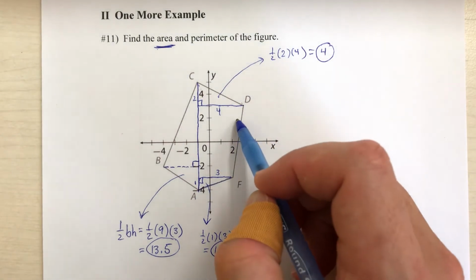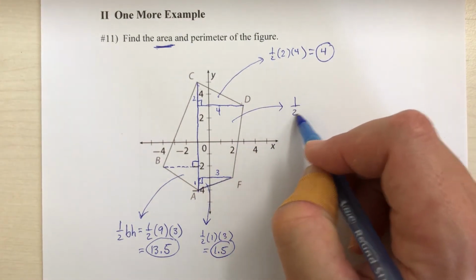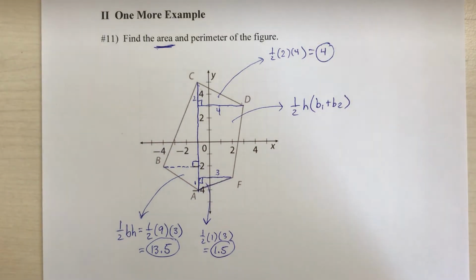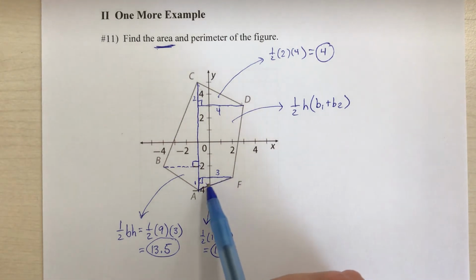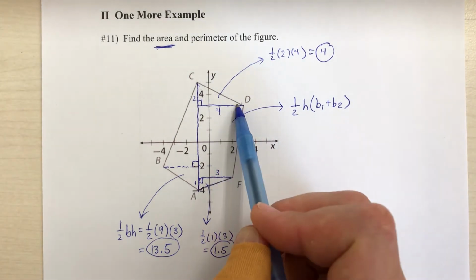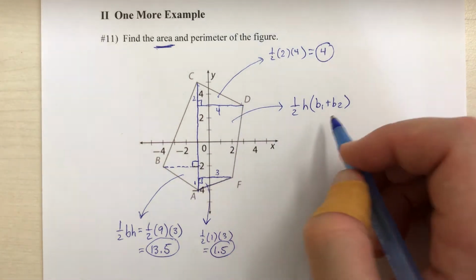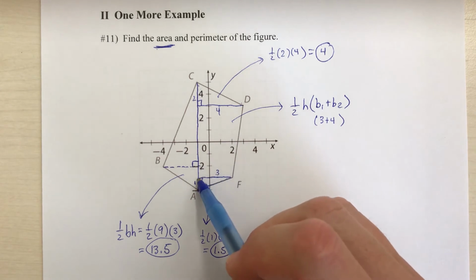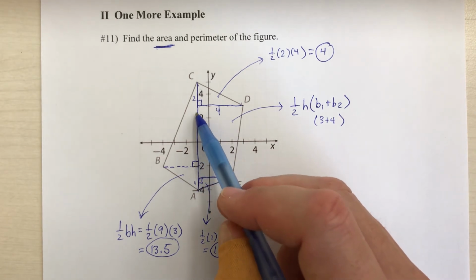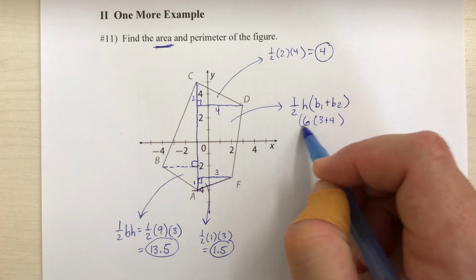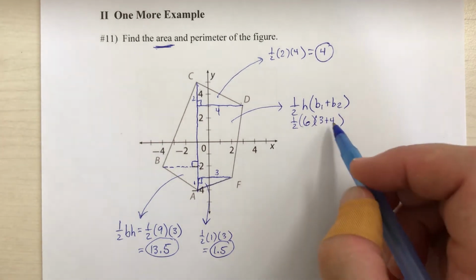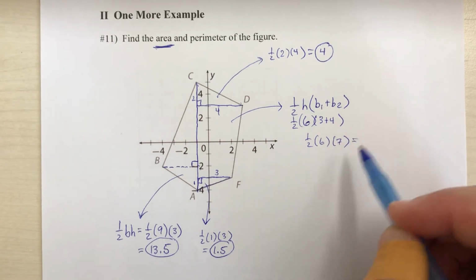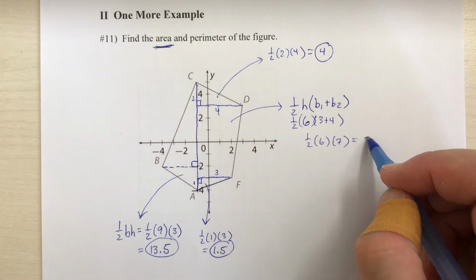And then the trapezoid here. So remember, a trapezoid is 1/2 times the height times the sum of the bases. The bases are the parallel sides. Now, in this case, that would be the 3 and the 4. We've already counted that out. Those are the bases. The height between them, I'm just going to count 1, 2, 3, 4, 5, 6. All right, and then this is 1/2 times 6 times 7. Half of 6 is 3. 3 times 7 is 21.